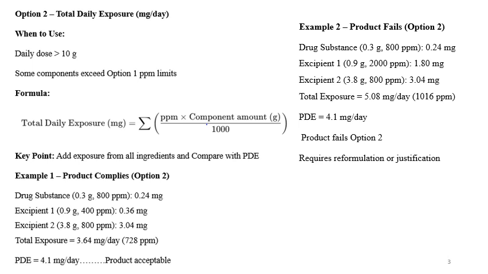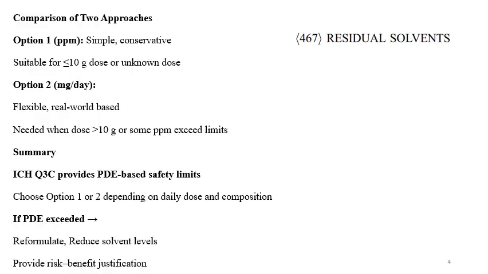Now what to do if your option 1 is failing, option 2 is also failing? Then it will require reformulation of the product to get the product within limits for residual solvent, and you need to provide the justification. Comparison of the two approaches. Option 1 ppm, it is simple, conservative, and it is suitable for the products with less than 10 gram dose or dose is unknown. Then option 2, that is mg per day, it was my mistake. Option 2 is considering the mg per day.